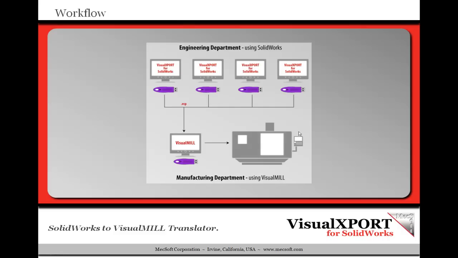In this particular company, we have two departments. We have an engineering department using SolidWorks, and then we have a manufacturing department using VisualMill. So we have 4 workstations on the design side, each with SolidWorks. We're going to install VisualXPORT on each one. Those files are going to be saved over the network in .vcp format. So you've got 4 here feeding one station of VisualMill. VisualMill will take in those VCP files, program those particular parts, and send those out to your CNC mill.